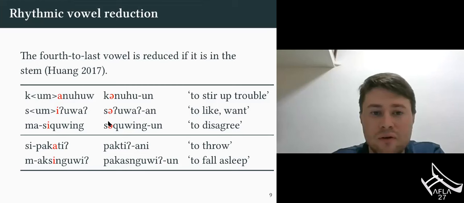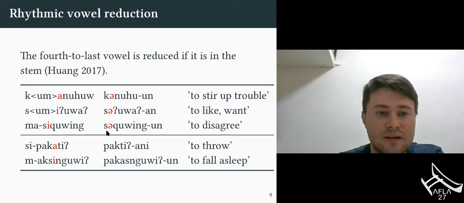We also have a way of determining that the vowel reduction does in fact take place, because the S in these two words, to want and to disagree, isn't palatalized. Whereas the high front vowel I causes palatalization of S in Atayal automatically, just like in many, many other Austronesian languages.